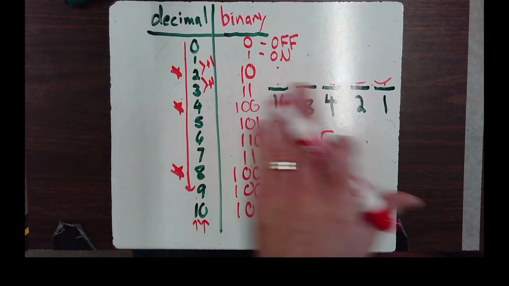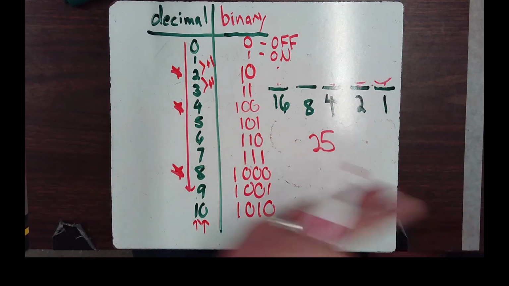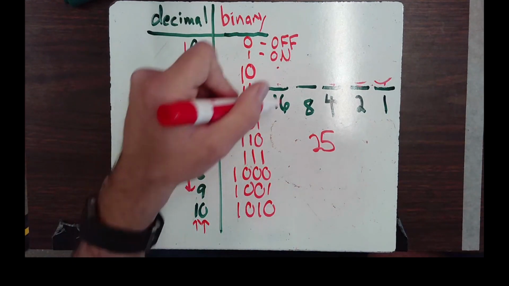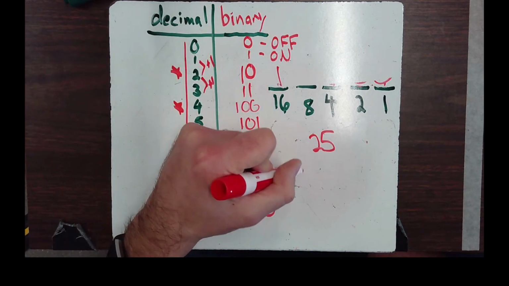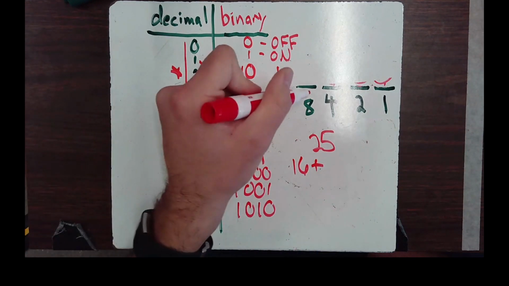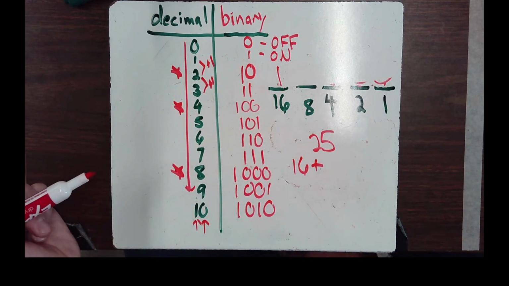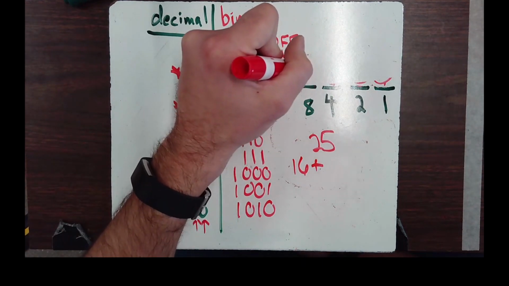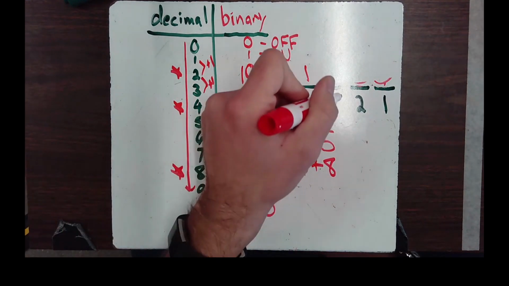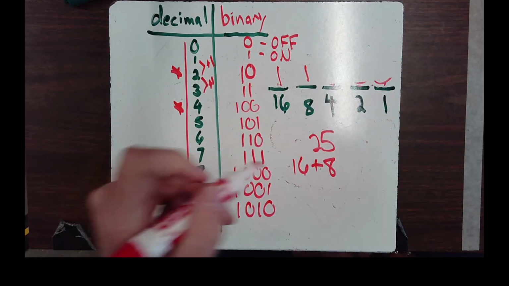So again, I'm going to look at the numbers that I have and see what do I need to add together to create 25. Well, obviously I'm going to use 16, so I'll put a 1 there. So 16 plus, well, am I going to include the 8? 16 plus 8 is 24. So yeah, I do need that 8. So I'll put an 8. Am I going to use the 4? No, the 4 would be too big. That would get me at 28.